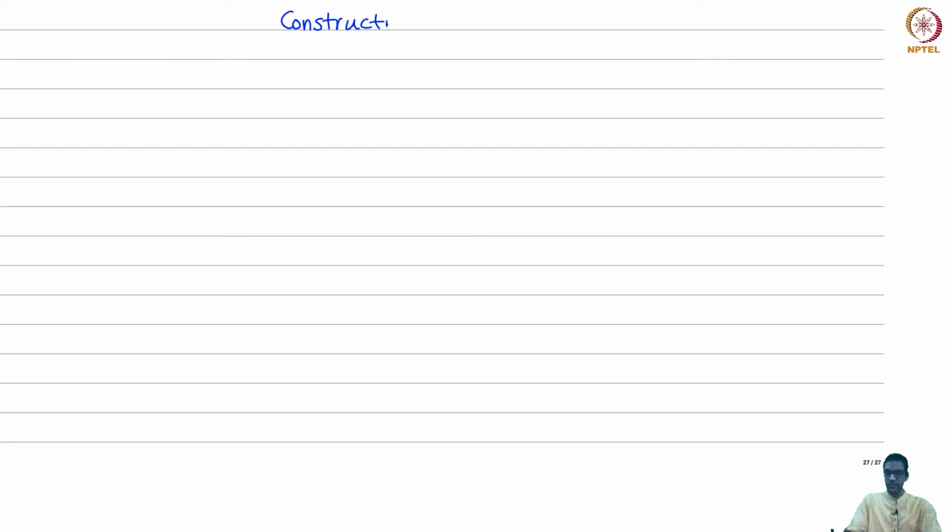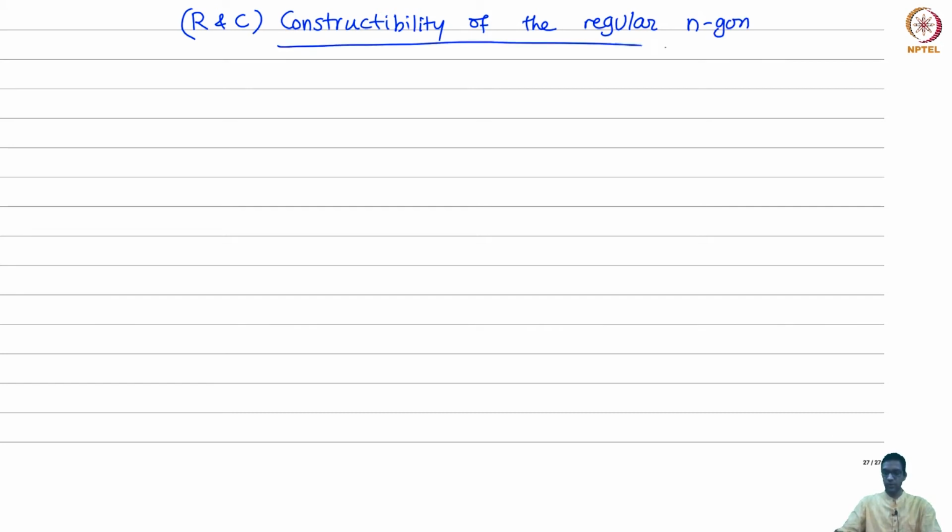So this is ruler and compass construction. So let me say R and C, ruler and compass, constructibility of the regular n-gon. Okay, so the problem is as follows. We know the regular polygons. Now can you construct using ruler and compass the regular polygon with n sides?